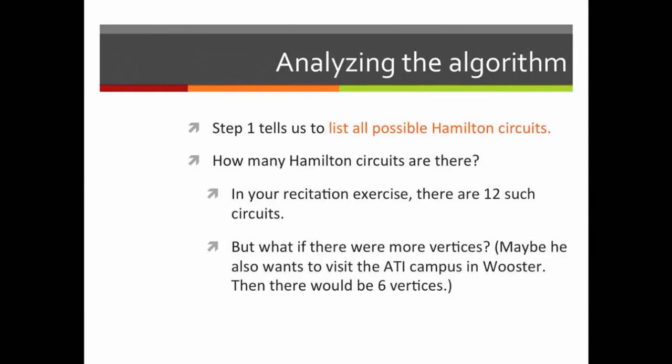But what if there were more vertices? How many more circuits would there be? For example, suppose we change the problem by saying that Gee also wants to visit the ATI campus in Wooster. Then we would now have a graph with 6 vertices. There would be more edges. Would there be more Hamilton circuits? You'd certainly think so, right?